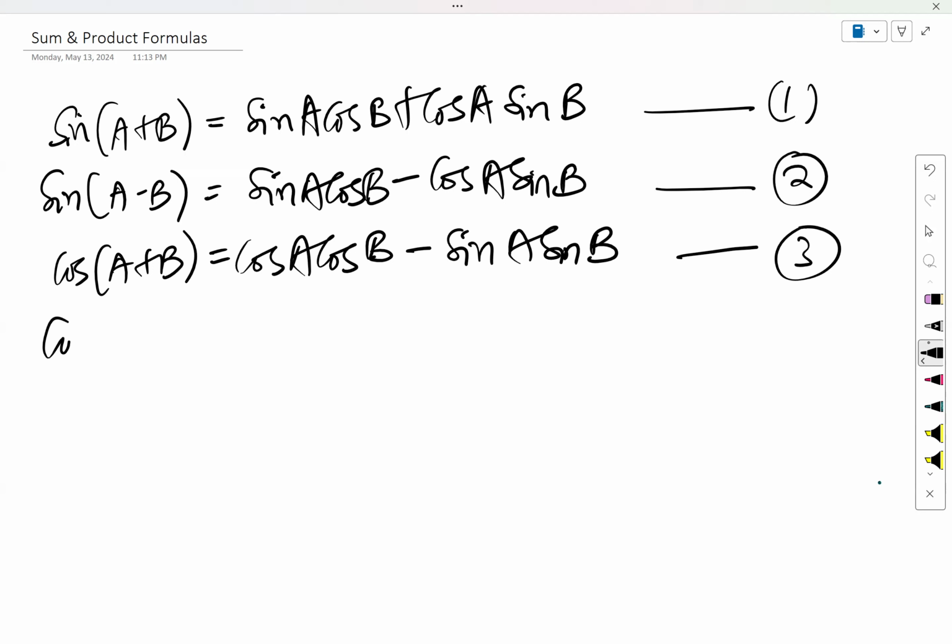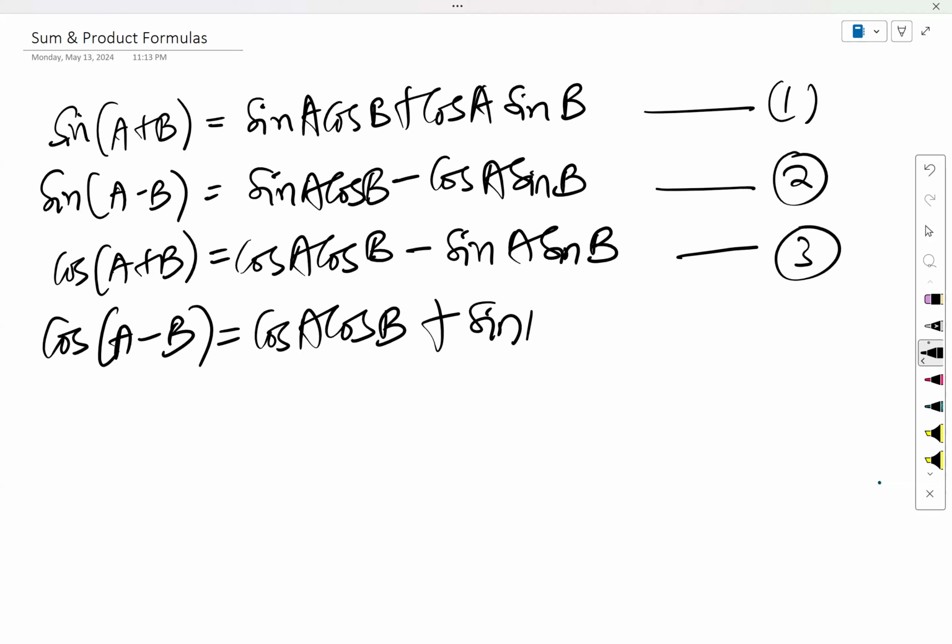And then you know again that cos A minus B is the same as cos A cos B plus sine A sine B. Call that equation four. So we are used to talking about sum and difference formula. Now, how do we take this into the realm of products? Let's see.